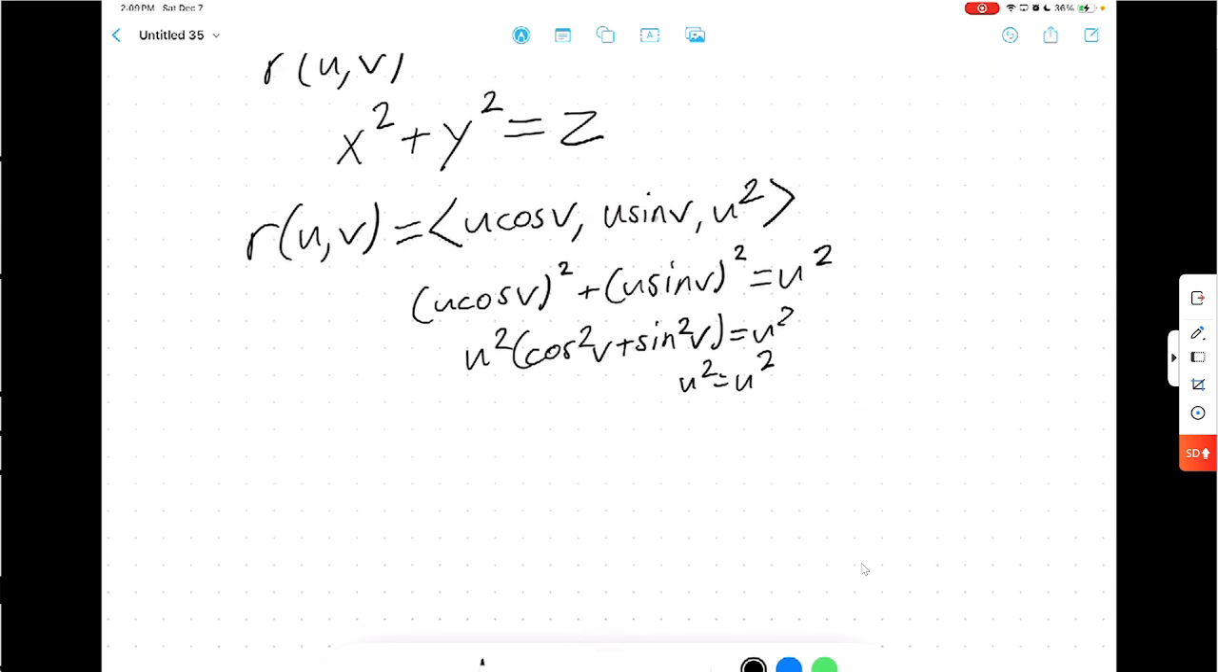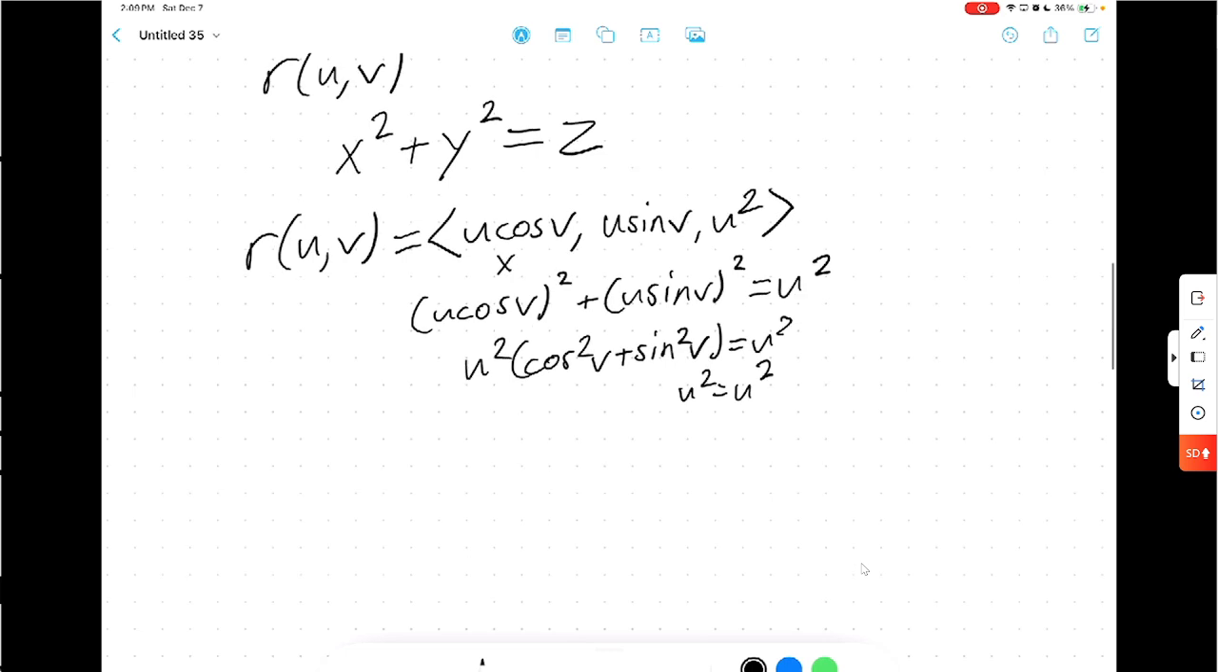If it gave you a parameterization and then said show that this parameterization satisfies this equation, then this is how you would do it. You would have this first element is x, this second element is y, this third element is z. You would set those appropriately, and then you would plug these into the equation.